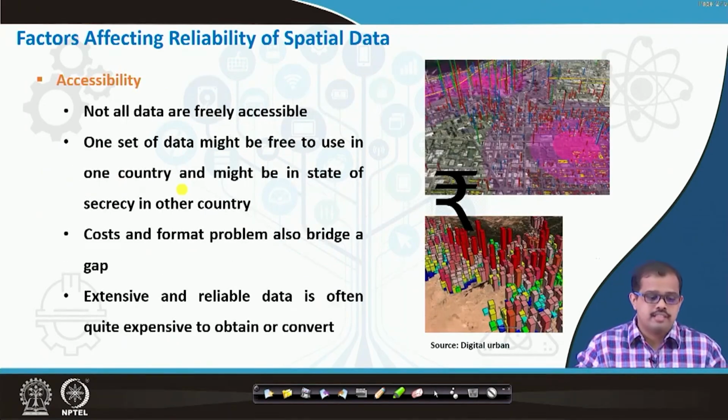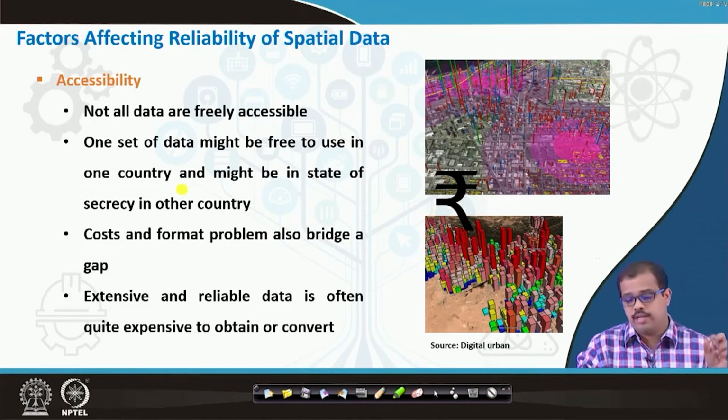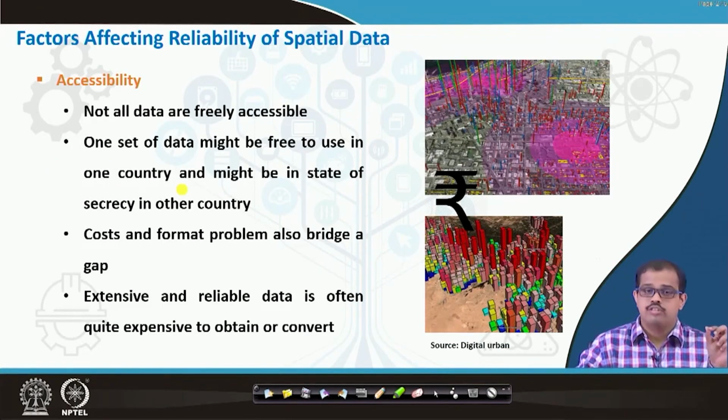So these are certain things that you have to look at, and the last thing that is very important is accessibility. As I previously said, not all data is freely accessible.